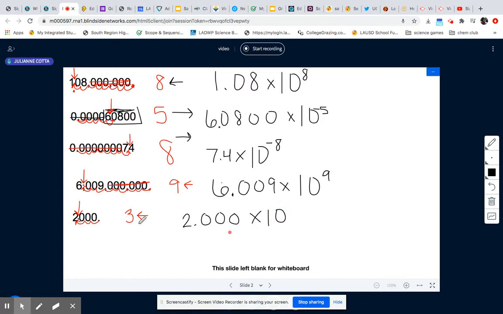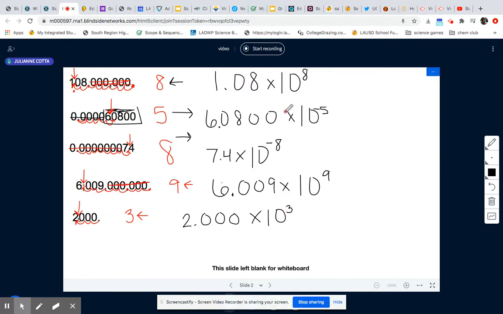Okay, so it's going to be times 10 and 3 spaces. Would $2,000 be positive in your bank account? Yes, it would. So it's a positive 3. So that's your final answer. 2.000, those zeros were all significant because they were trapped by that decimal, times 10 to the third.